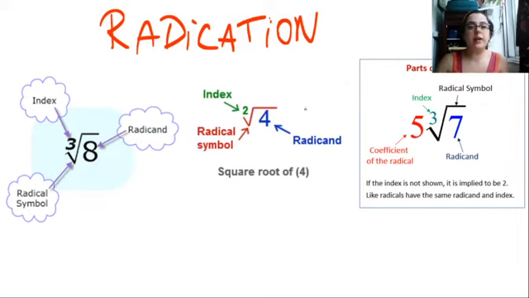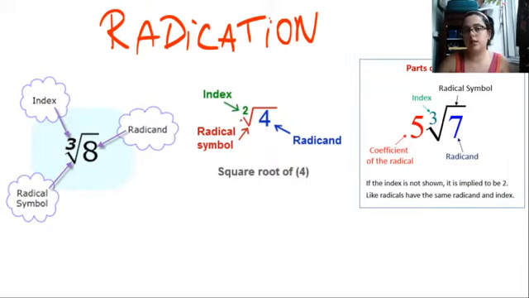Today we are going to make a radication review, right? So I put here 3 examples so we see the terms, how we call them. So when I have the cubic root of 8, I say that 8 is the radicand, the 3 is my index, and the root is the radical symbol, okay?